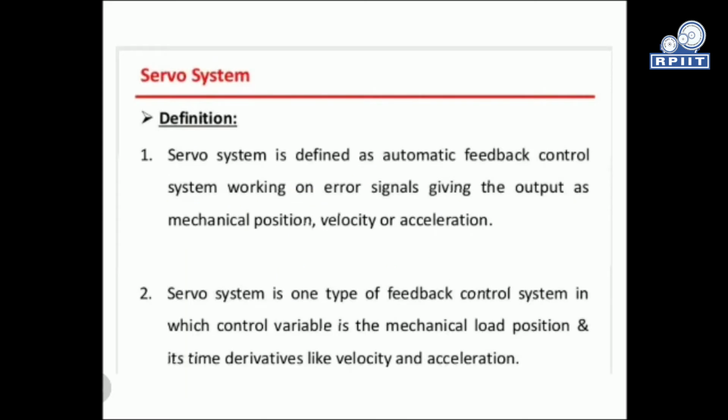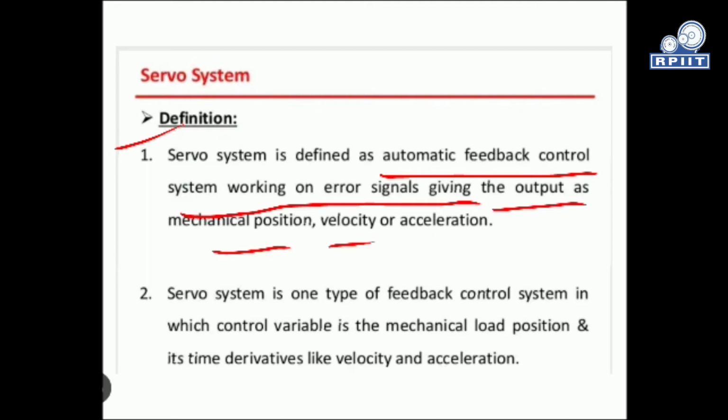A servo system can basically be defined as an automatic feedback control system working on an error signal, giving the output as mechanical position, velocity and acceleration. So it will work on the error signal as the input for the control action taking place. The output is given in terms of mechanical position, velocity and acceleration.